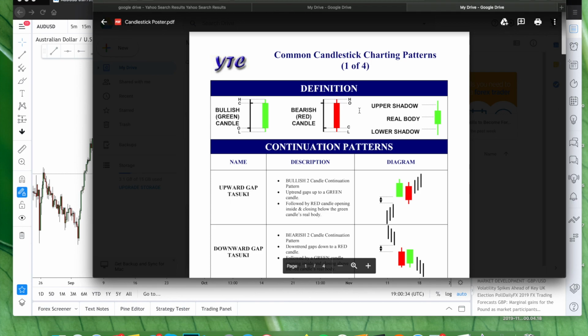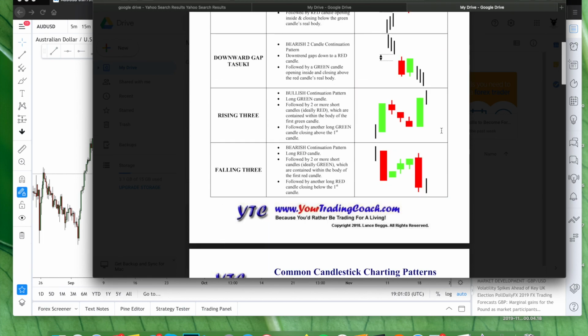As you can see, it says the green candle is the bullish candle. The red candle is the bearish candle. Bullish goes up, bearish goes down. And here, it has a diagram of the candlestick. This is the body, this is the upper shadow, lower shadow. I call them wicks. Now, within the candlesticks, there's only certain ones that you really need to focus on or really need to know. Well, at least for me anyways.